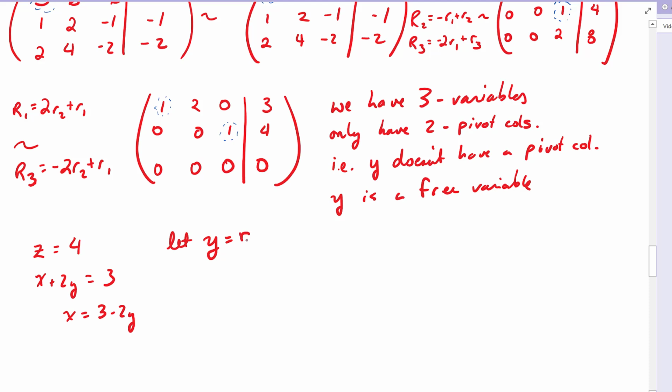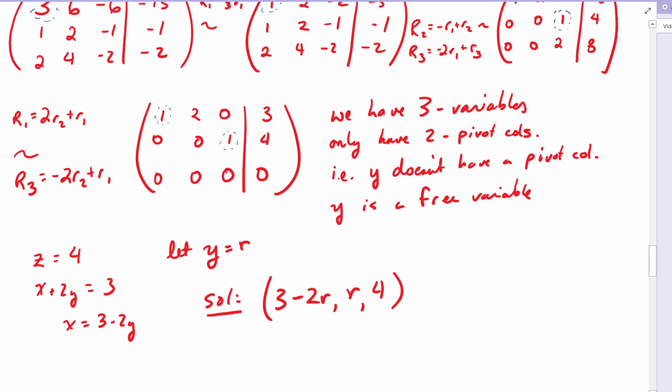So let's let y equal, usually I'm going to pick r. That's what our textbook does for the first one. It doesn't matter what letter we pick. So that makes our solution the ordered triplet, 3 minus 2r, comma r, that's the choice for the y variable, comma 4. There's the ordered triplet.